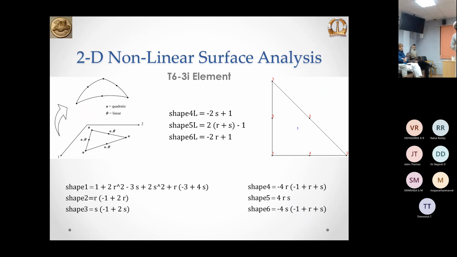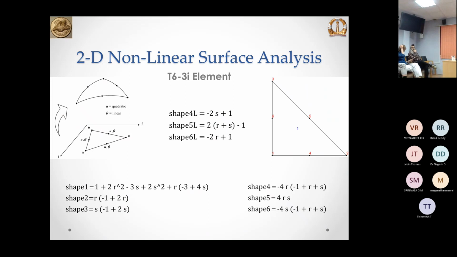So for that, we selected a special element called the T6-3I element. What is that? If you see the left side, it's a triangular element with 6 nodes, but only the corner nodes will have the displacements, and the interior nodes will have 6 degrees of freedom, both displacements and rotation. Why are we doing this? Because we want to reduce the complexity of handling the rotations and the compatibility with the other element. If we can make life simple, then we can reduce this.